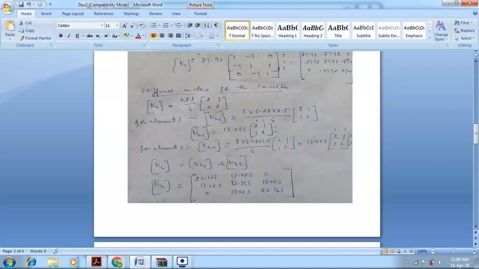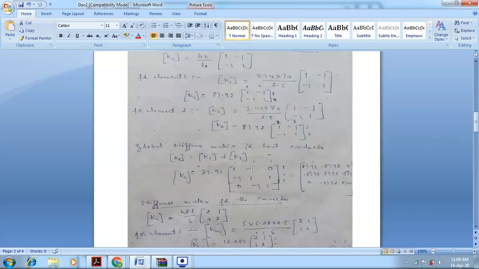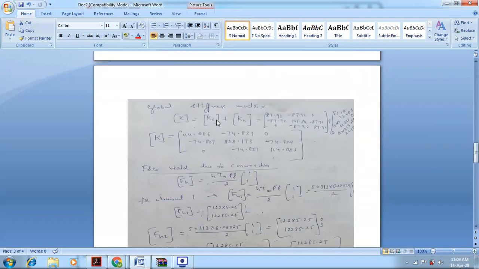Now again here also we need to find the global stiffness matrix for convection. Kh1 and Kh2 I added up, so I got the Kh value. So this is the global stiffness matrix for convection. Earlier we got the global stiffness matrix for conduction. Now we need to consider the global stiffness matrix considering convection as well as conduction. So the Kc value I have written here, the Kh value I have written here, and I need to add both the values.